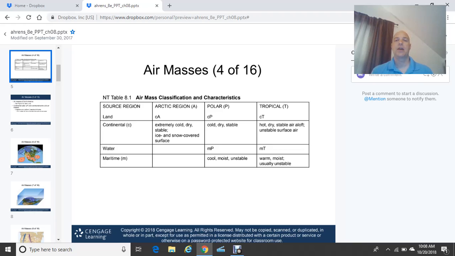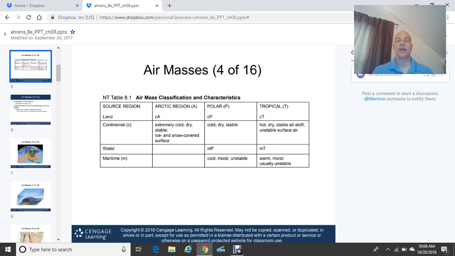You may actually be driving on an interstate through the desert southwest, and you might see dust devils kick up, those little whirly dust devils. They typically form over an extremely hot or heated surface over the desert areas. Maritime tropical air masses, on the other hand, are warm, moist, and usually unstable.